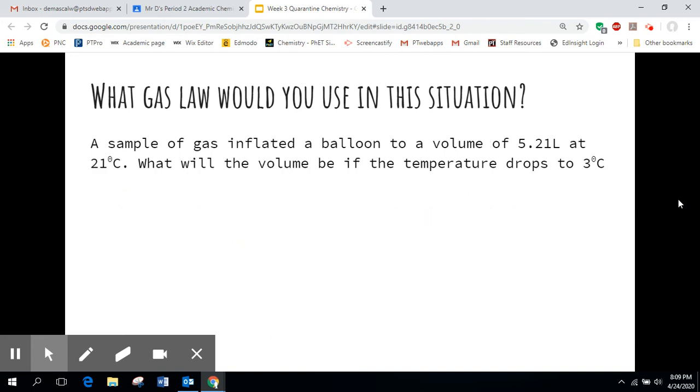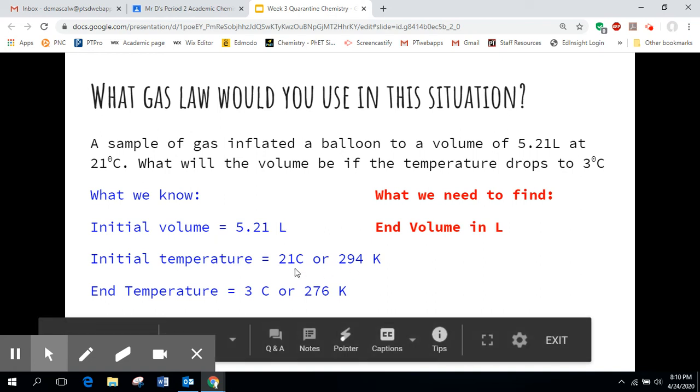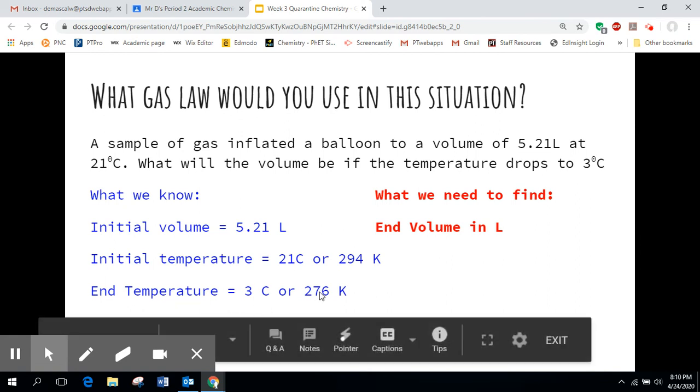In a sample of a gas, a balloon is inflated up to 5.21 liters at 21 Celsius. So there's a volume and a temperature. What will the new volume be, a second volume, when the temperature drops to 3 degrees Celsius? So they give us a temperature, a volume, and another temperature. Initial volume, initial temperature. Always have to change your temperature to Kelvin. Add 273. End temperature was 3 Celsius plus 273 gives you 276 K. They're asking us for this volume.